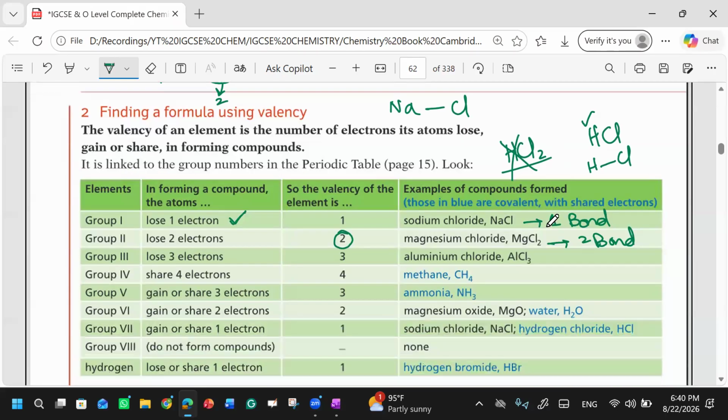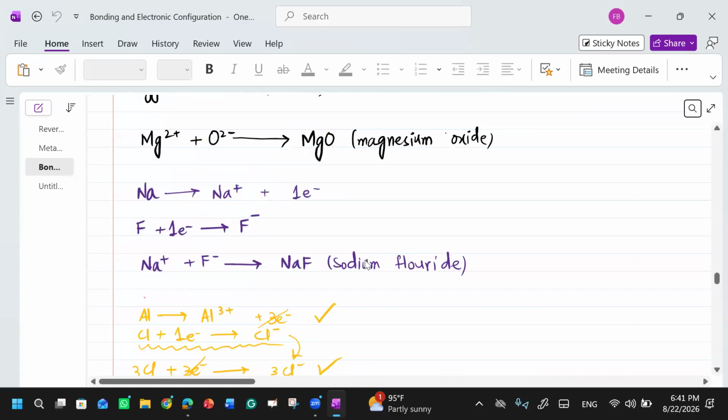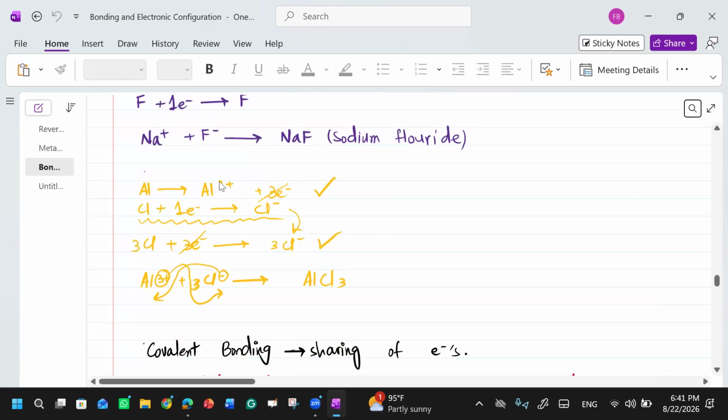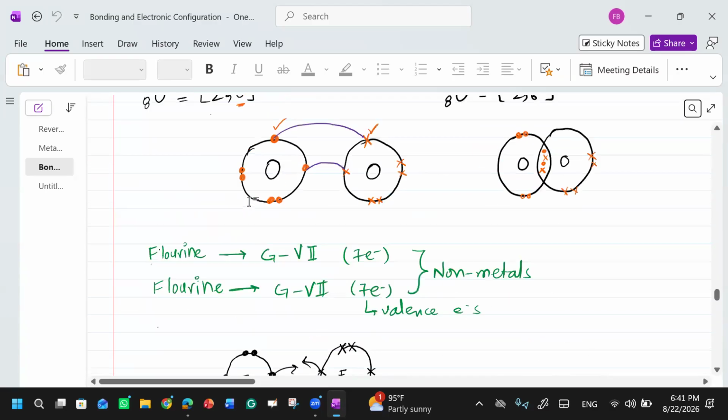Okay. What about group number 3? It can make 3 bonds. The first thing is it has three electrons. That's why it can make three bonds. If you see over here, I gave you examples like this, aluminum. You see, aluminum has, okay, where is its number?